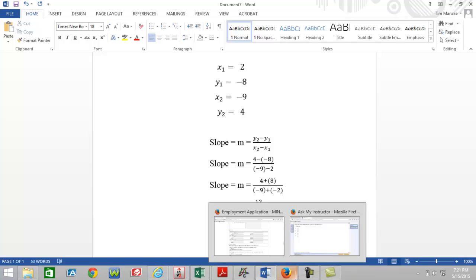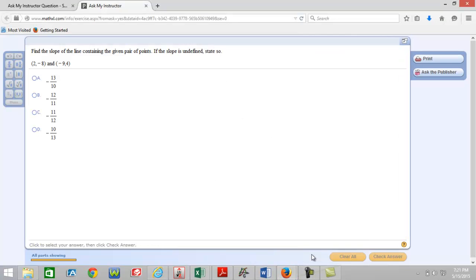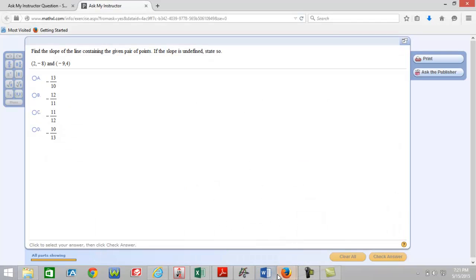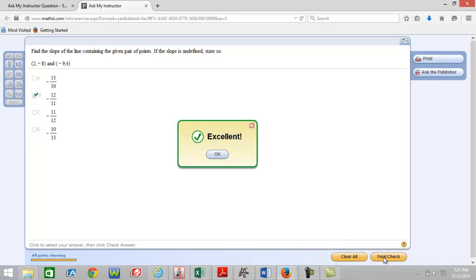So now let's go back to the multiple choice. I think we chose 12 over -11. So this one, -12 over 11, is the one I want. I'm going to check my answer, and it's correct.